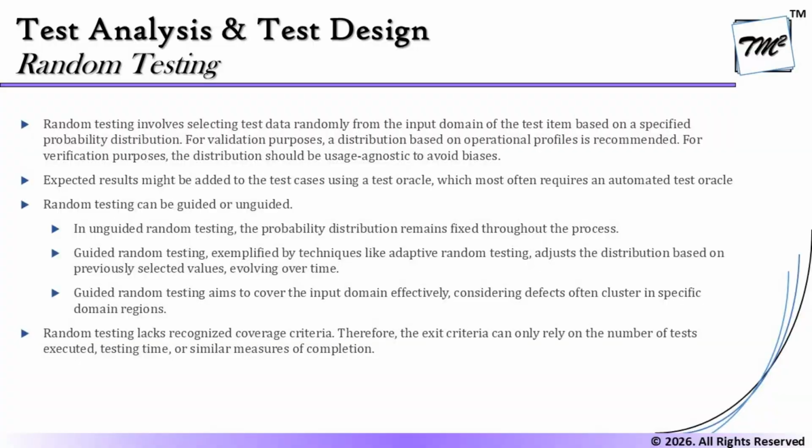Now let's understand what exactly the syllabus is trying to convey here from the same technique. When we talk about random testing, it involves selecting test data randomly from the input domain of the test item based on a specified probability distribution. For validation purposes, a distribution based on operational profile is recommended, and for verification purposes, the distribution should be usage agnostic to avoid biases.